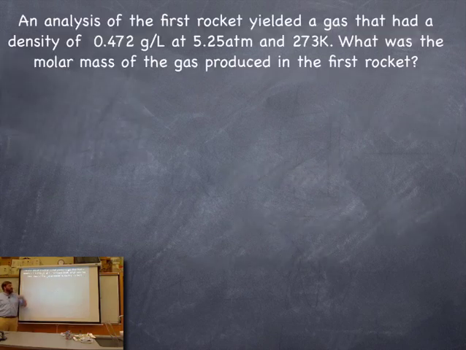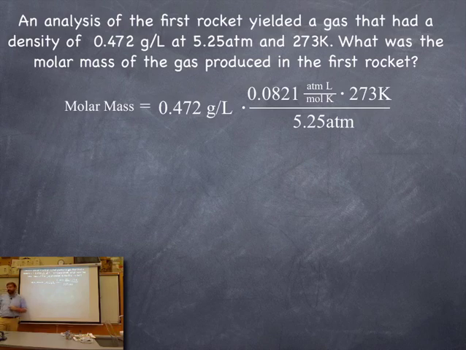So, I'm going to walk through this one because we don't have a heck of a lot of time, and I want to give you this thing to do. So, here's the first rocket. We did the same sort of analysis. We measured the density, pressure, and temperature. Molar mass is equal to density times RT over P. Okay, 2.02 grams. That makes sense. It was hydrogen. Okay, H2 is hydrogen. So H2 has a molar mass of 2.02.